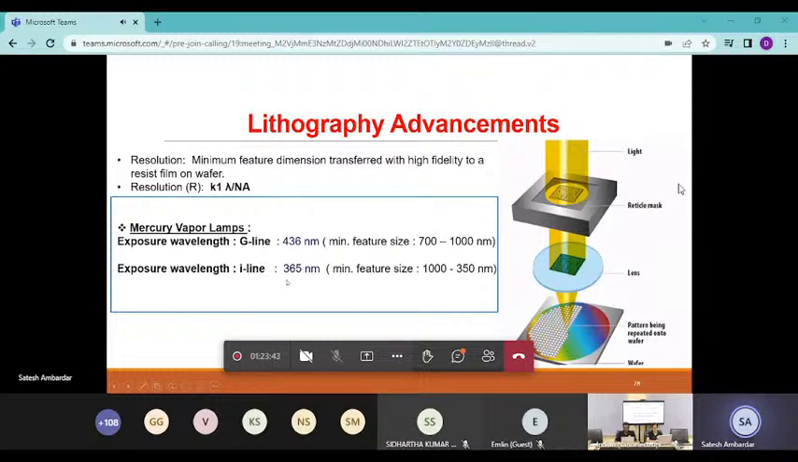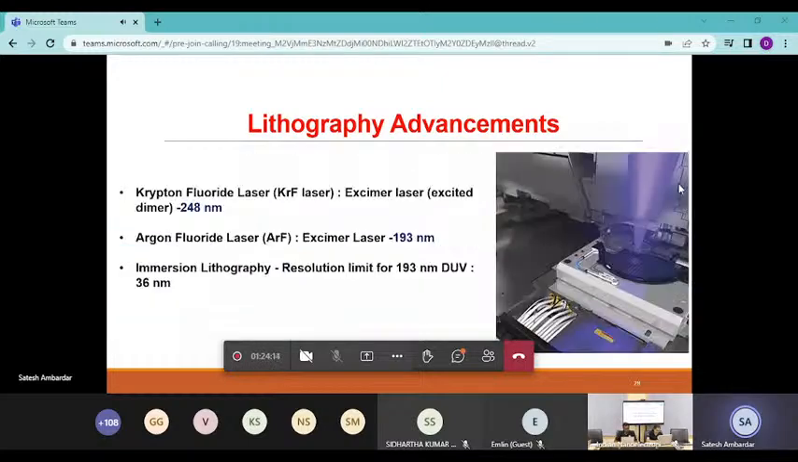The light source in this case was also mercury vapor lamps. The wavelength is 365 nanometers, and we could go up to 350 nanometers with this I-line lithography system. Then subsequently there was an advancement made with the development of excimer laser technology.